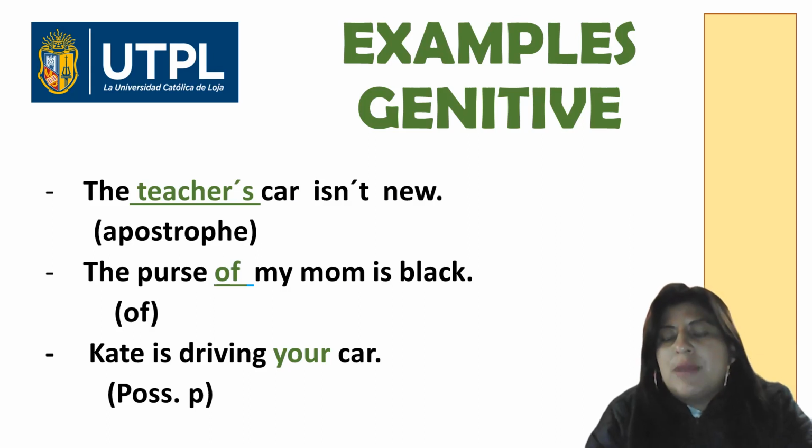The purse of my mom is black. We have the preposition of. Don't forget that all examples about genitive case show ownership. Kate is driving your car. Also, in this case, we have the possessive pronoun your. We use your.